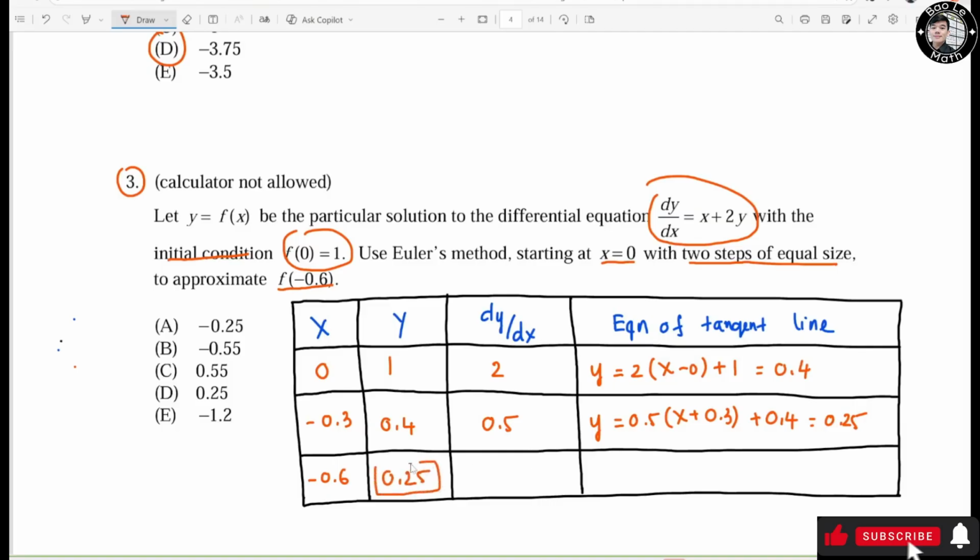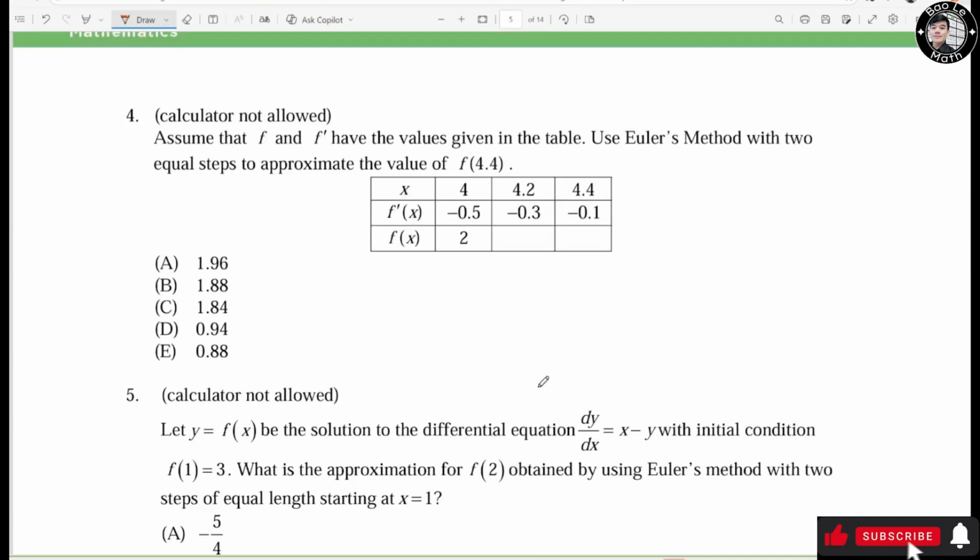This one is the final answer. The answer must be D. Now let's move on to question 4. Assume that f and f prime have the values given in the table. Use Euler's method with 2 equal steps to approximate the value of f of 4.4, right?